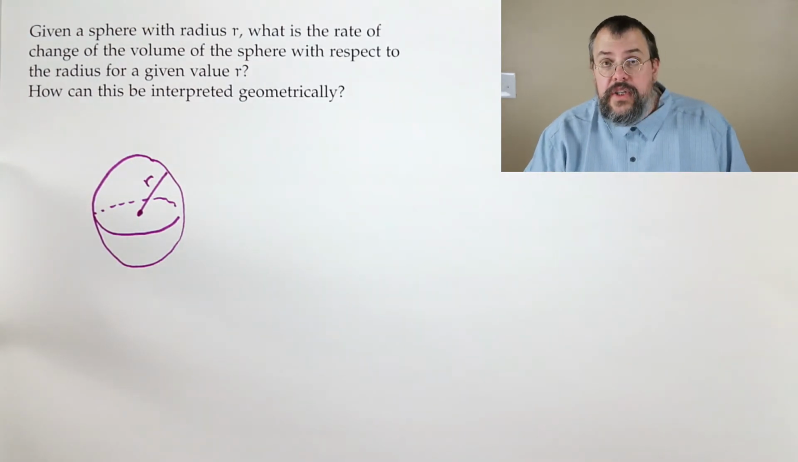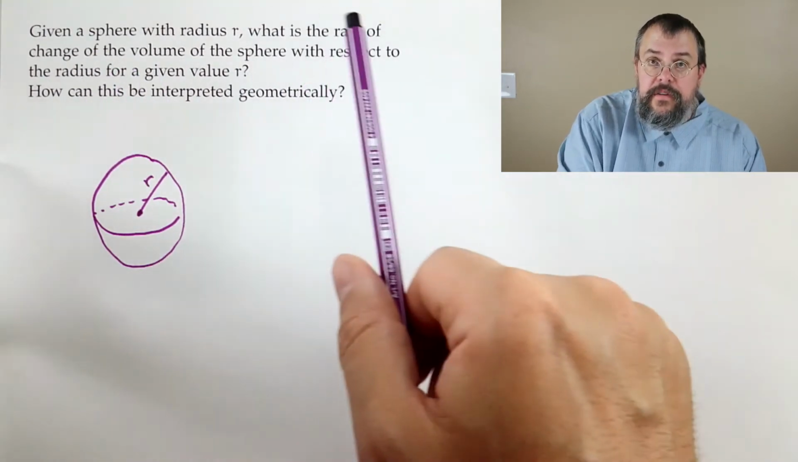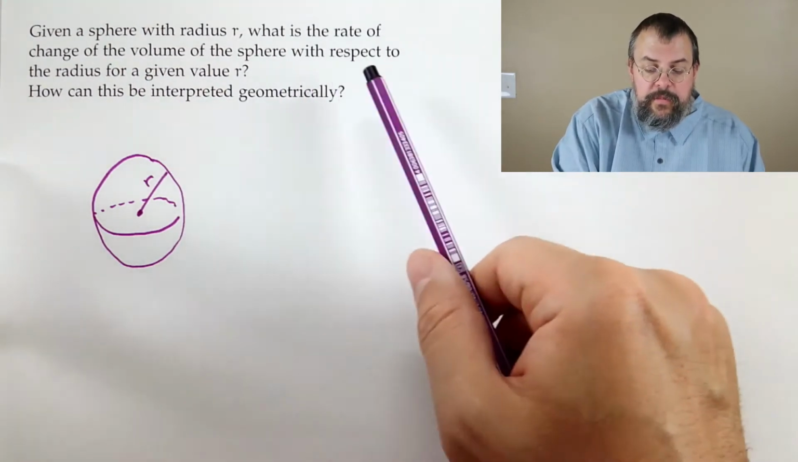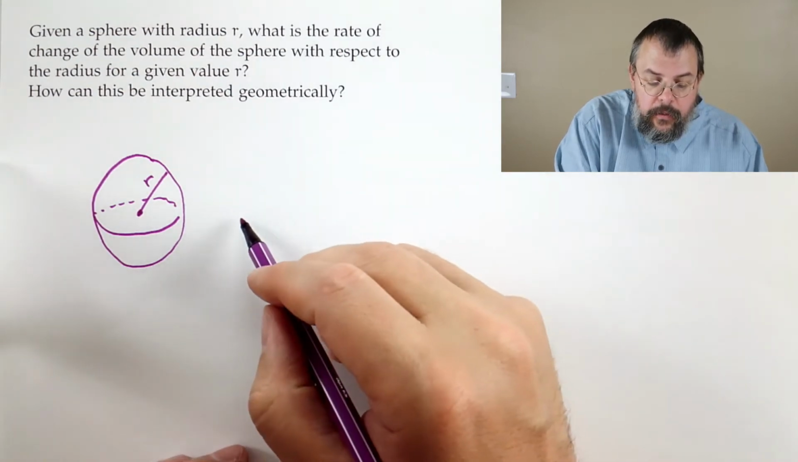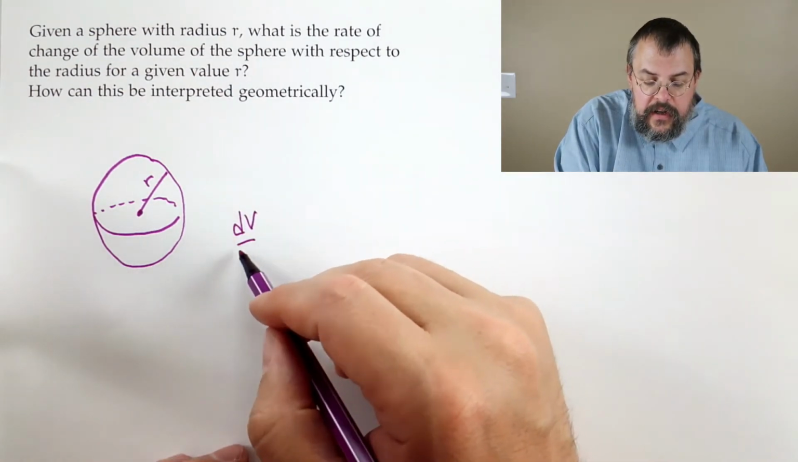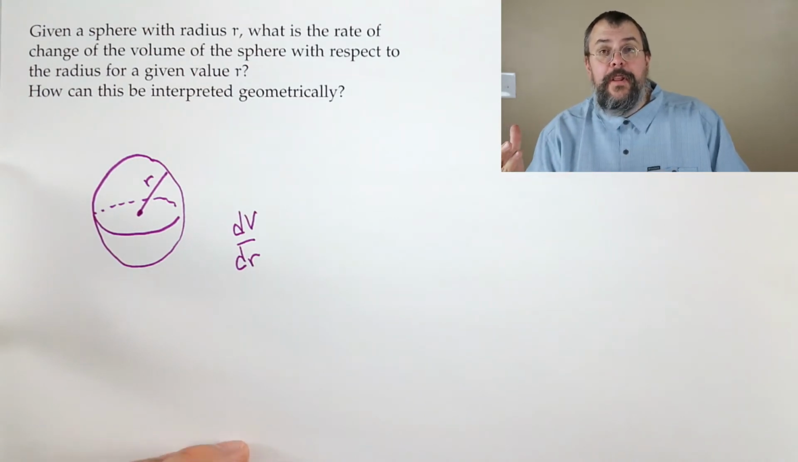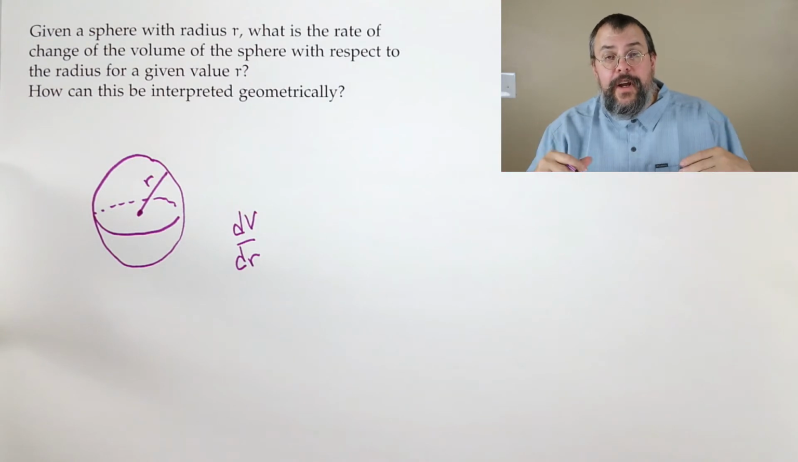And what's our question? Our question is, what's the rate of change? So that means the derivative. Volume with respect to radius. So that gets translated as, what is dV/dr? So we start by saying, well, let's figure out what the relationship is between a volume and the radius.